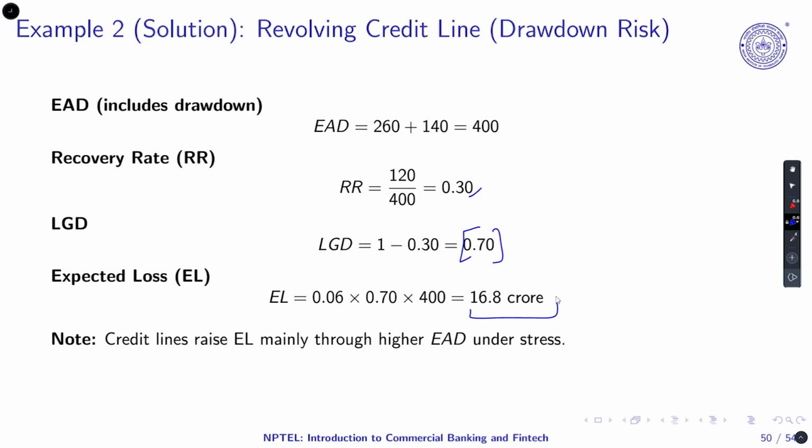So exposure at default is 400, this is what we imply. Recovery rate is 0.30, this is what here we have. Loss given default is 0.70, and expected loss that here we have is 16.8 crore. So the idea behind this is that this is about the expected loss. So the credit line hedges the expected loss through higher EAD under stress. So this is what we get into.